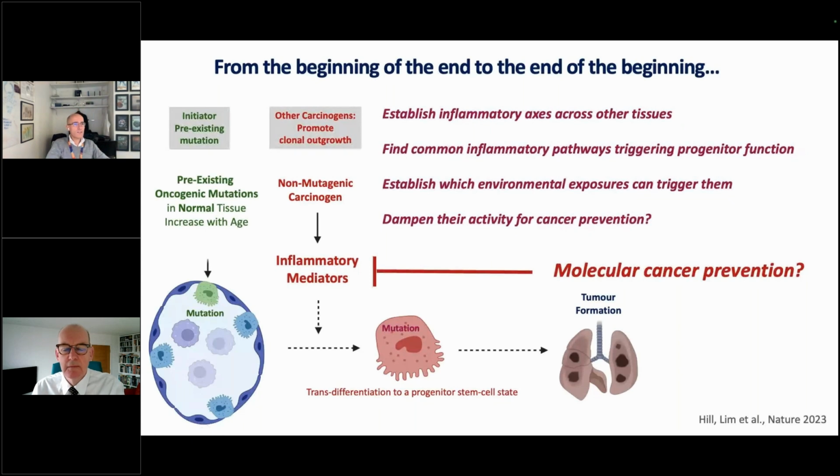So we desperately need to establish these inflammatory axes across other tissues. We desperately need to find common inflammatory mediators and pathways that we can inhibit and ultimately attenuate these environmental inflammatory exposures to prevent lung cancer and other cancers from forming in a new era, if you like, of molecular cancer prevention. So much as we give statins to prevent cardiovascular disease, I'm looking forward to a future when we can give a tablet to prevent cancers from being initiated. Thank you very much indeed for listening.